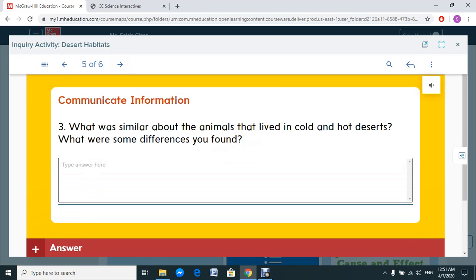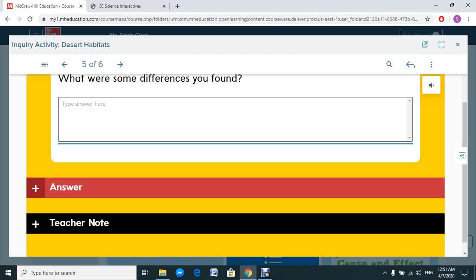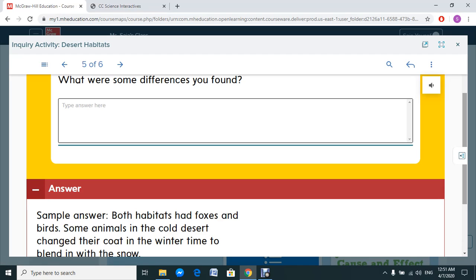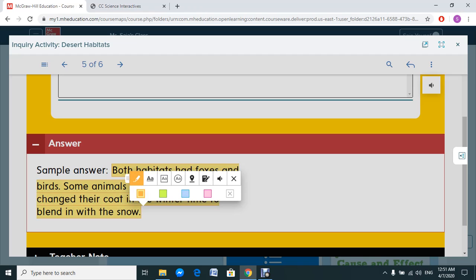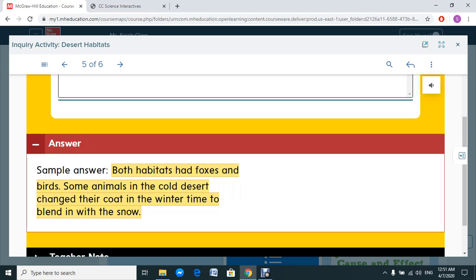Okay. Question 3. What was similar about the animals that lived in cold and hot deserts? What were some differences you found? So we're going to compare between them. Let's see the answer. Both habitats had foxes and birds. So some birds can live in the desert and other birds can live in the arctic or cold deserts. Some animals in the cold desert change their coat in winter time to blend in with the snow.